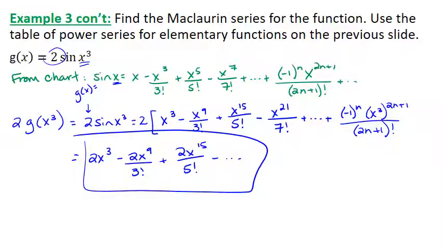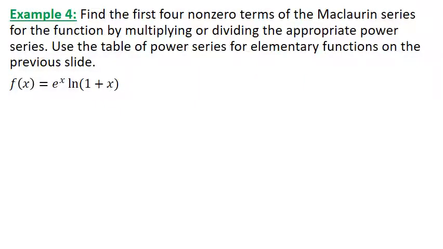I think I have one more example for you. This one says find the first 4 non-zero terms of the Maclaurin series for the function by multiplying or dividing the appropriate power series. And then it says use the table of power series to help you out. Well, here's what's happening. We have 2 functions in one. We have e to the x, and we have this natural log function.